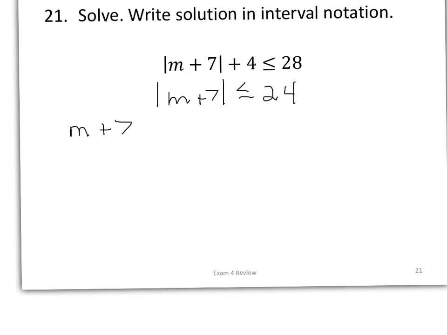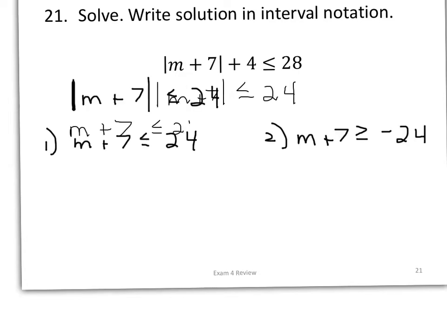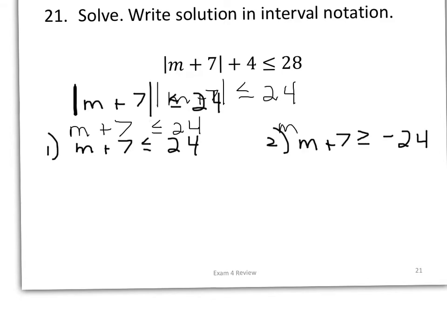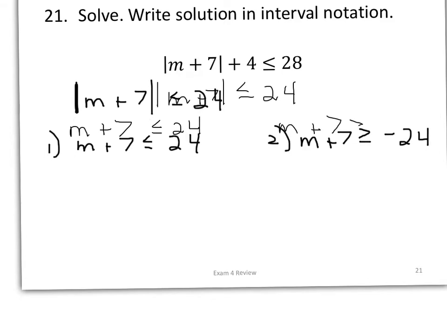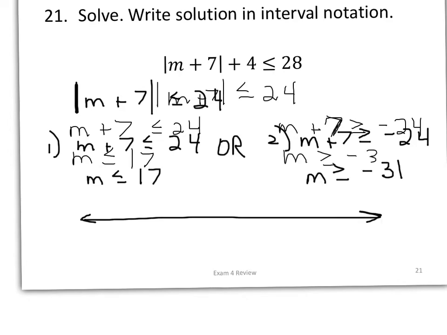m plus 7 is less than or equal to 24, and the other case is m plus 7 is greater than or equal to negative 24. And what we're saying here is m plus 7 has to be between negative 24 and positive 24. So we subtract 7 from both sides and we get m is less than or equal to 17 over here, and m is greater than or equal to negative 31.